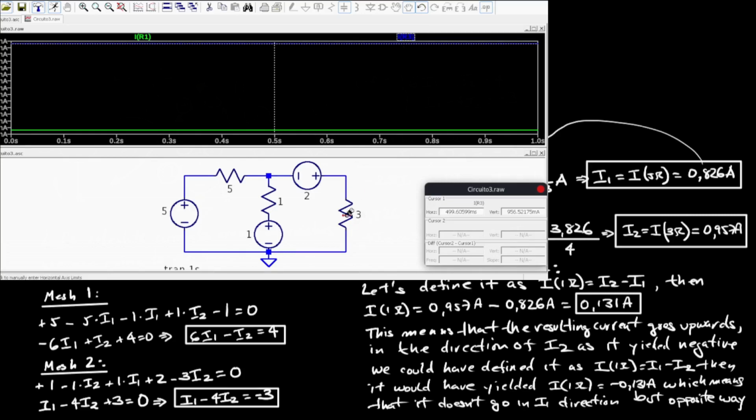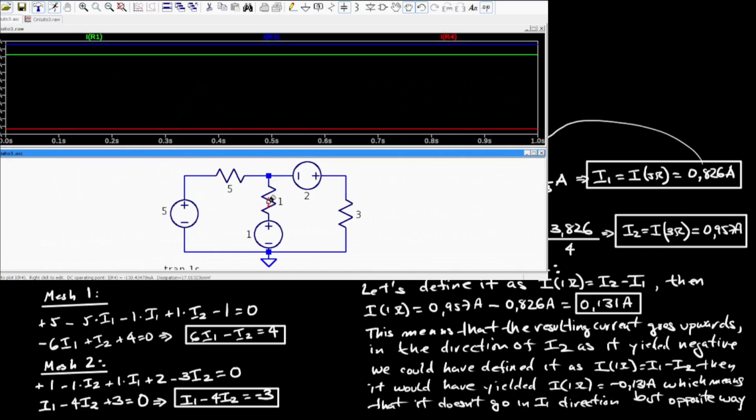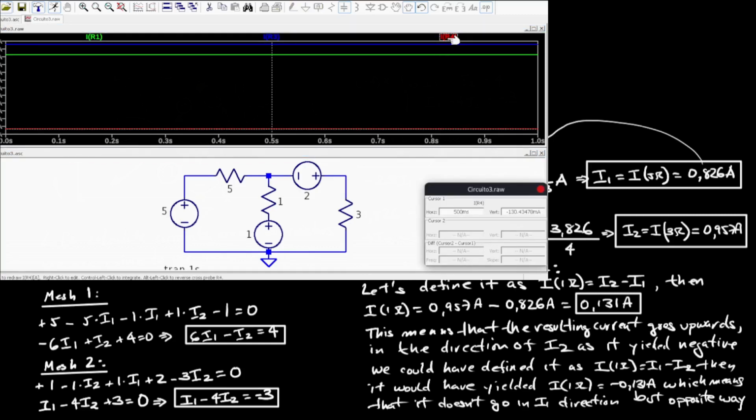And I'm going to simulate the current through the 1 ohm resistor. In this case, I'm going to simulate it from the upper side to the lower side, and I can see in the drawing that it results negative, so it means it goes in the opposite way.